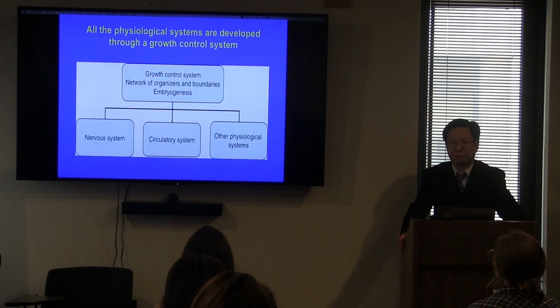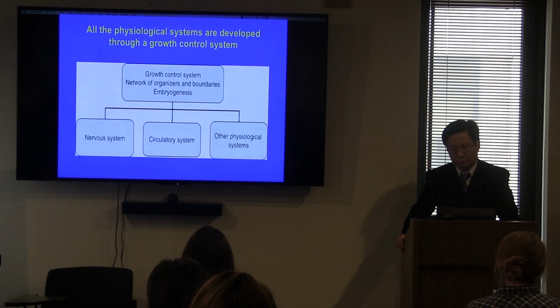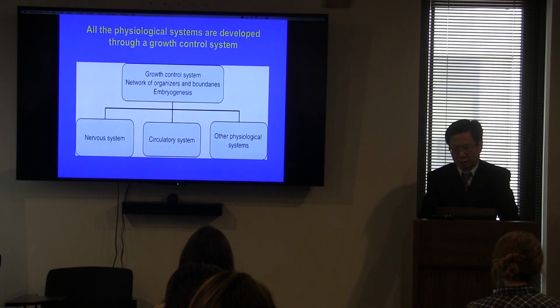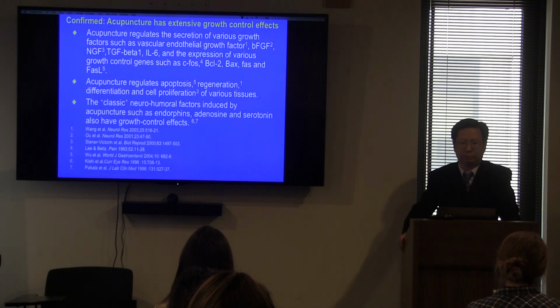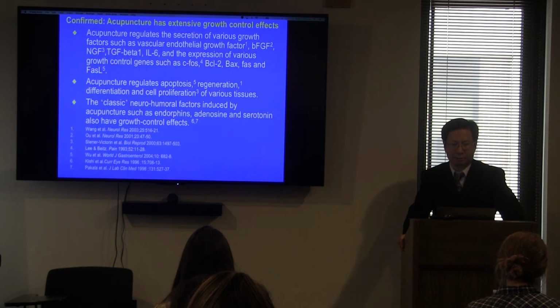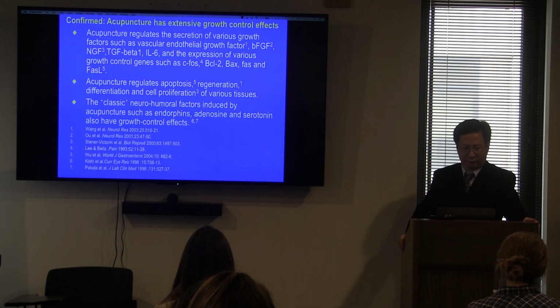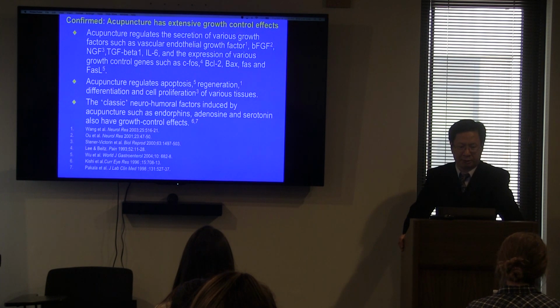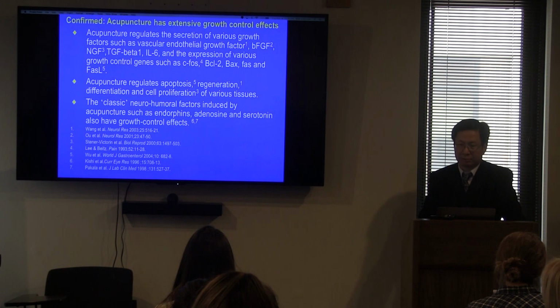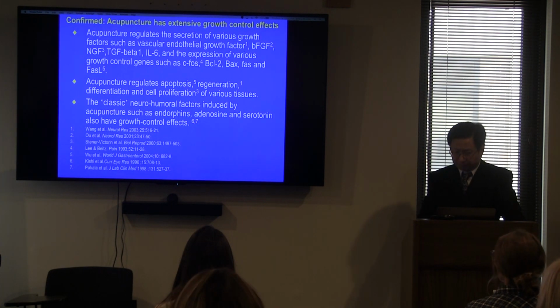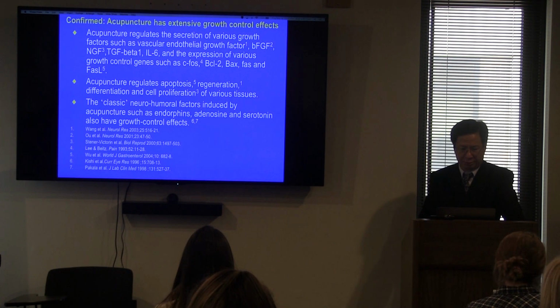So one of the obvious corollaries from this acupuncture organizer model is that acupuncture should have extensive growth control effects, and that indeed has been confirmed. So acupuncture has been shown to regulate the secretion of a variety of growth factors, such as vascular endothelial growth factor, basic fibroblast growth factor, nerve growth factor, etc., and TGF-beta1, interleukin-6, and also expression of various growth control genes such as C4, BCL2, FAS, and some of the genes related to apoptosis, like FASL, BAX.